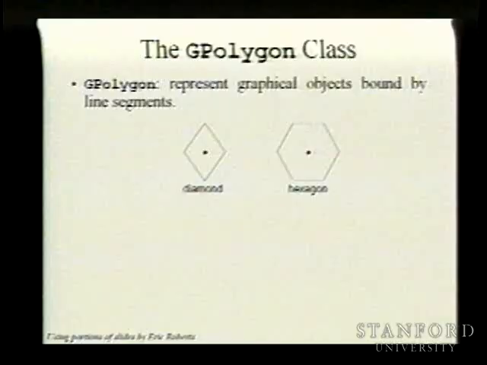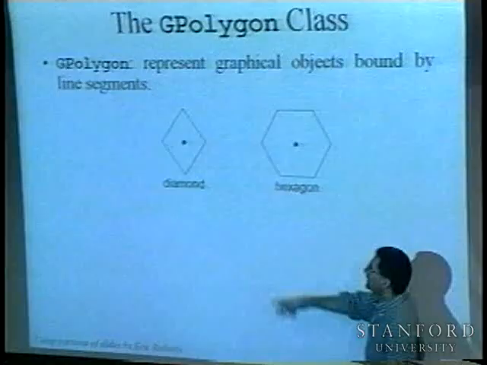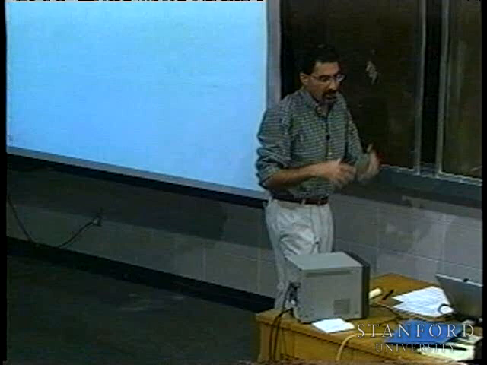Okay. There's also this class called Polygon, and Polygon's kind of a fun, interesting, cool class. What it lets you do is represent graphical objects bound by line segments, right? So we need to get a little bit more formal. But here's a little diamond, here's a hexagon, they're just polygons, right? And all a polygon basically is just something that has multiple sides on it. That's where poly comes from. It just means many, okay?